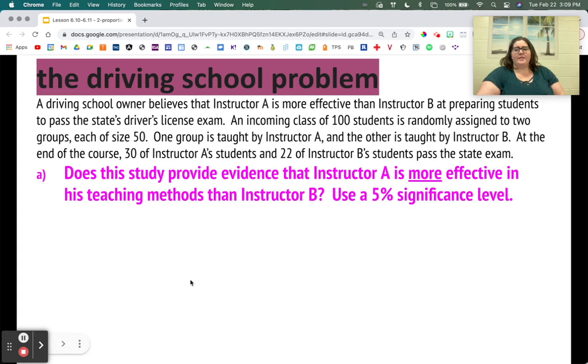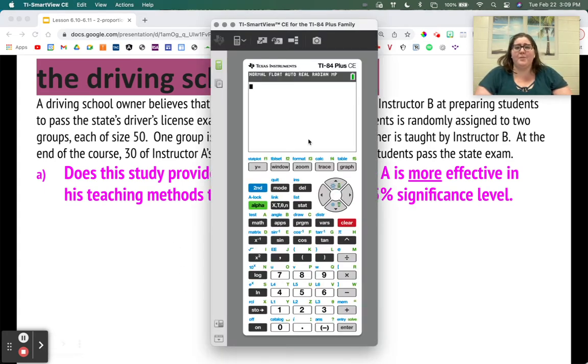My third step is going to be to calculate the math. For this, I'm going to go straight to my calculator because I really don't want to try to mess with that formula because it's so different. I'm just going to go straight to the calculator.